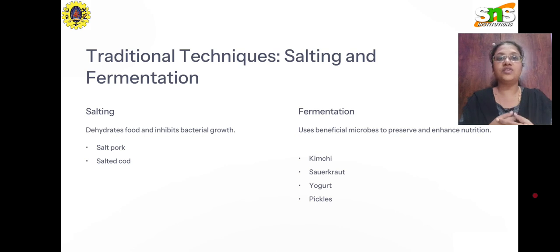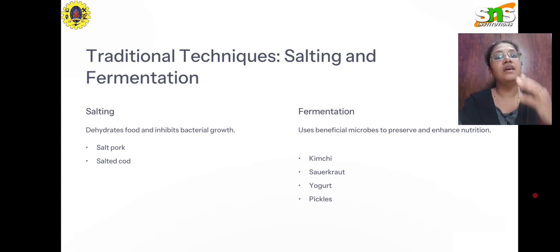As I told, salting and fermentation are also methods. Salting, we all know, inhibits the growth of the bacteria present in the food. By sprinkling or applying salt on the food, it will dehydrate the food.